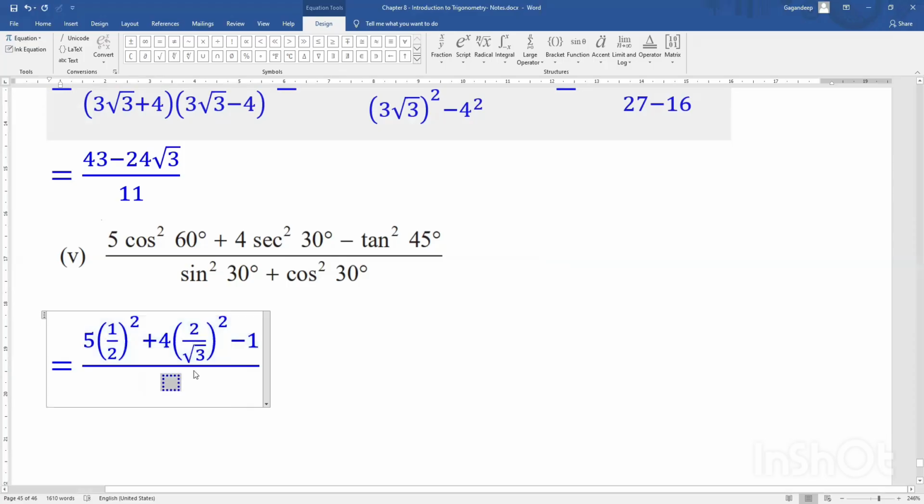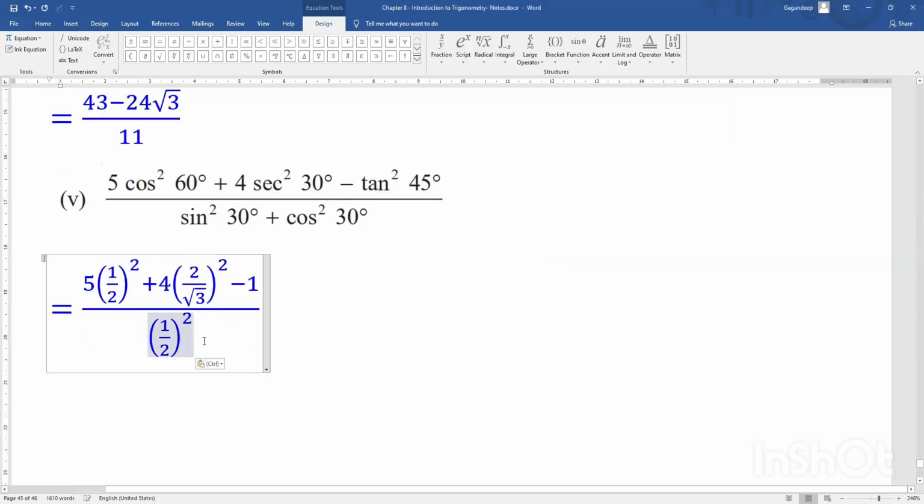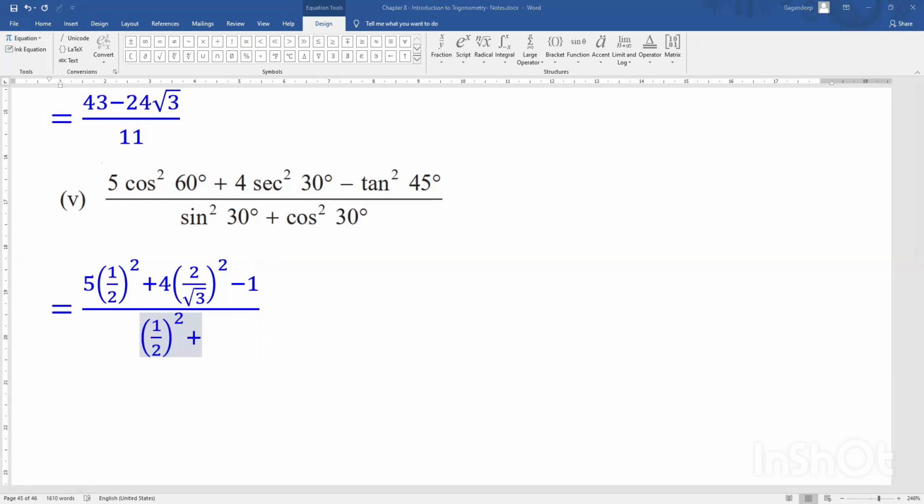And the denominator, we have sine square 30. Sine 30 is 1 by 2, so sine square 30 is 1 by 2 the whole square. And again cos 30. Cos 30 is root 3 by 2. So cos square 30 will be root 3 by 2 the whole square. Put plus root 3 by 2 the whole square.